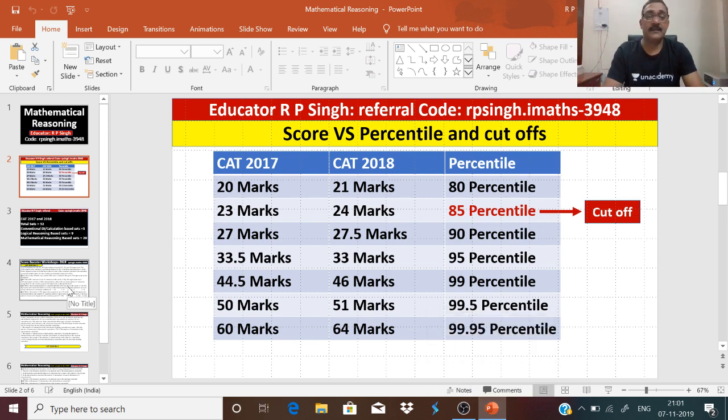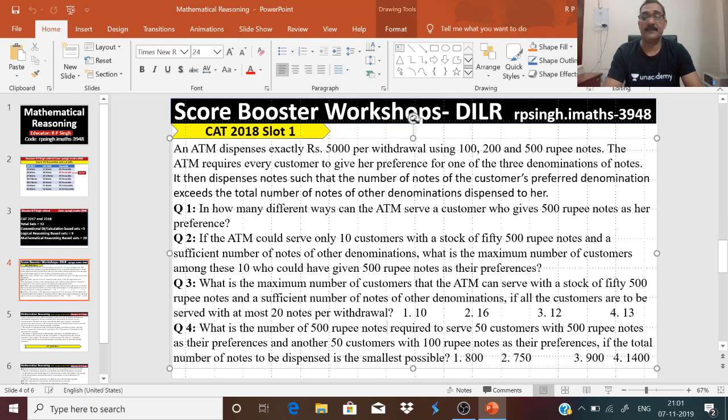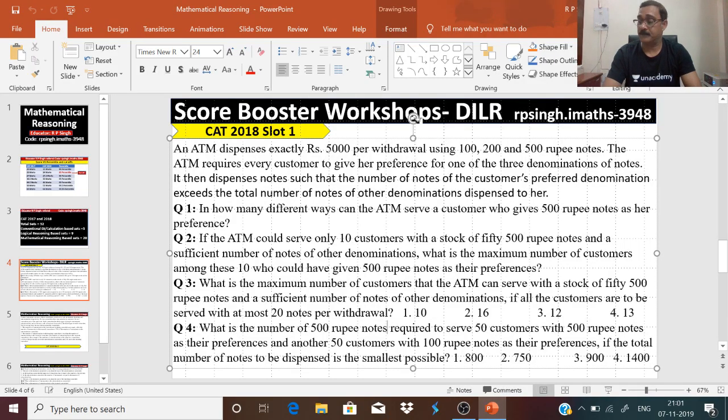So guys, let me start. Here is the question, kindly read it, then I will explain. Kindly go through the set, then I will start explaining. These are the sets based on mathematical reasoning.